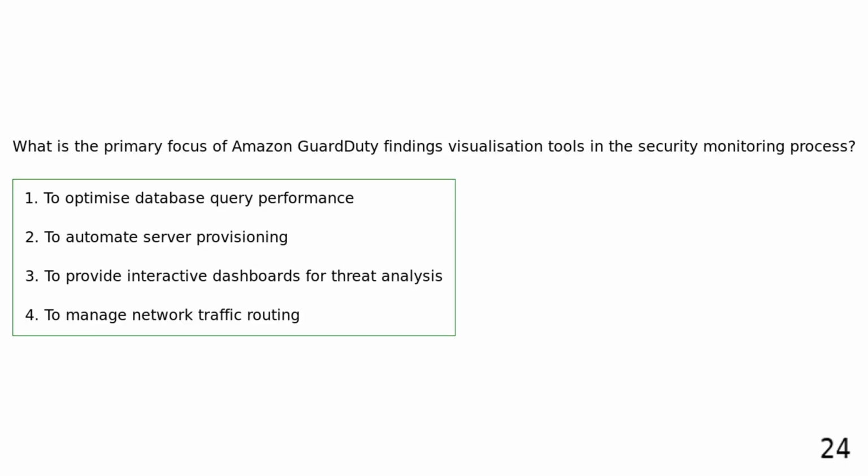What is the primary focus of Amazon GuardDuty findings visualization tools in the security monitoring process? To optimize database query performance. To automate server provisioning. To provide interactive dashboards for threat analysis. To manage network traffic routing.